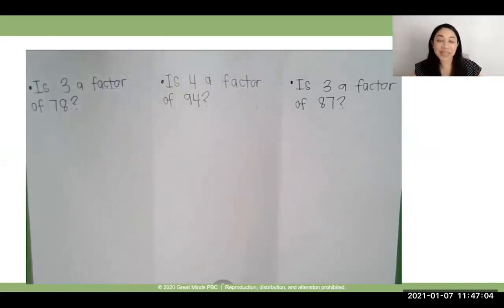Here on the screen, you can see 3 questions. Is 3 a factor of 78? Is 4 a factor of 94? And is 3 a factor of 87? Here's what I'd like you to do. I'd like you to pause the video here to answer each of these questions. Remember, you can determine if each one is a factor if you divide. If there is a remainder, that means it's not a factor. I'll be here when you get back so we can compare our work.